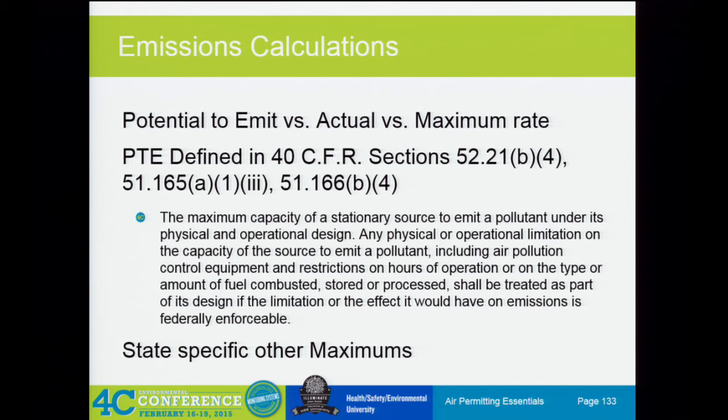Similarly, when authorizing storage tanks or loading operations, a lot of times we'll calculate emissions using the capacity of the pump that is feeding your fixed roof storage tank, or emptying out your IFR, or feeding your loading operations. That would be a physical limitation that can be used to establish your PTE for those types of emission sources.